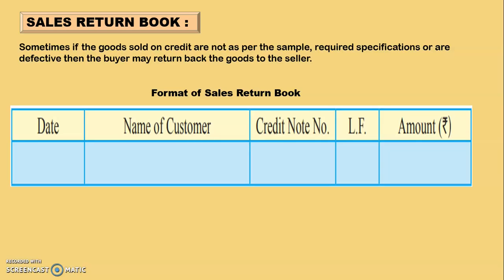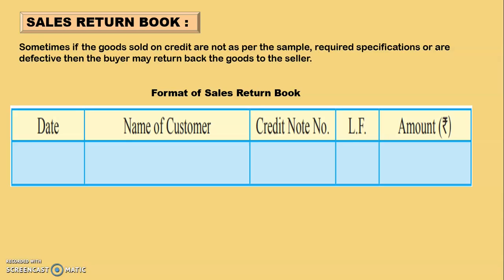The format of the sales return book is date, name of the customer, credit note number, ledger folio, and amount. Now if the goods which are returned are out of cash sales, then they will not be recorded here. Goods which are sold on credit and returned will only be recorded here. Now when the customer returns such goods, a credit note is prepared. This credit note contains the details of goods and it also states that the customer's account is credited.